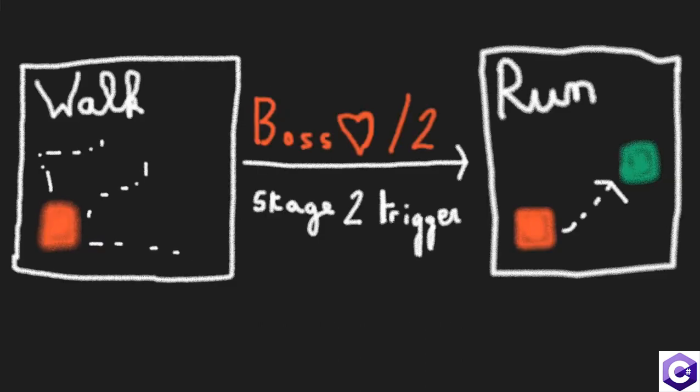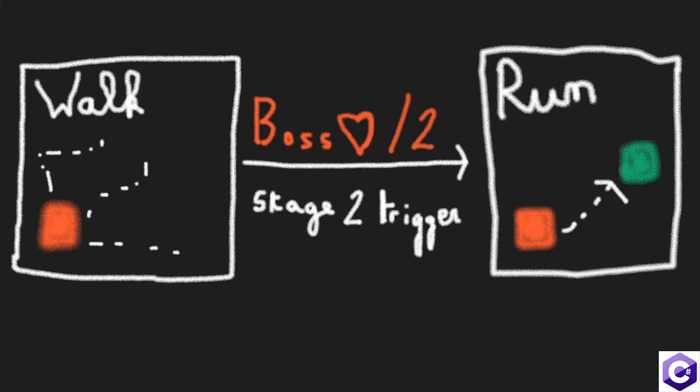So basically, we have our walk animation and our run animation. On the walk animation, we'll be adding the patrol script. The patrol script will then run whenever the boss will be playing his walk animation. And on the run animation, we'll add the chase script, and the script here will run whenever the boss will be playing his run animation. And we'll transition from the walk animation to the run animation when we activate the stage 2 trigger, which will be when the boss has only half of his health left.